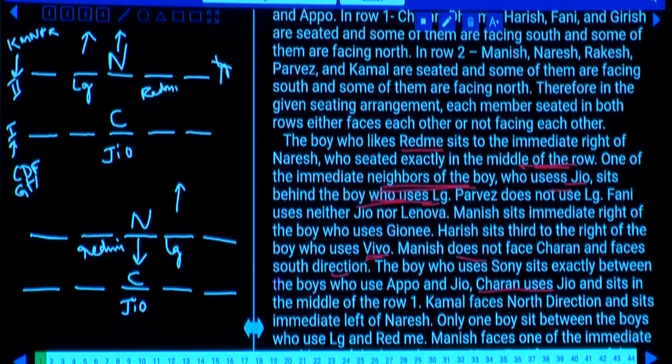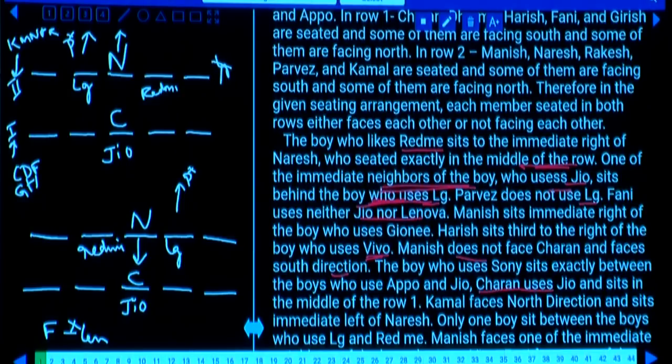One of the immediate neighbors of the boy who uses Geo sits behind the boy who uses LG. Parvez does not use LG. As Parvez does not use LG, P cannot be at this place, P cannot be here. And Funny uses neither Geo nor Lenovo. Funny is not Lenovo, and neither Geo nor Lenovo.